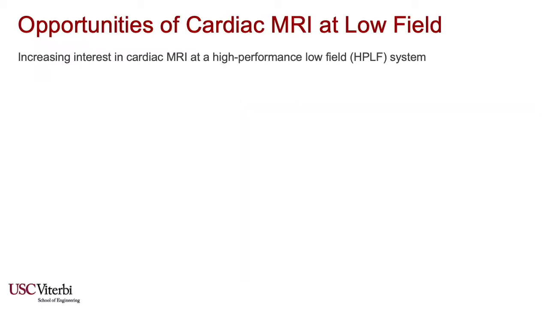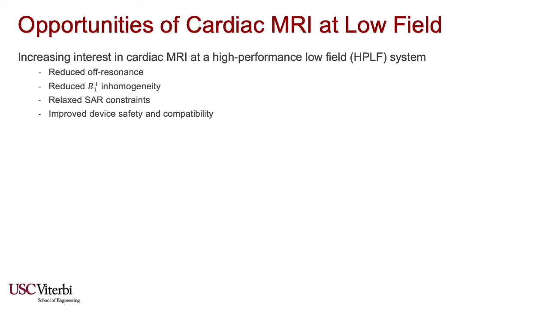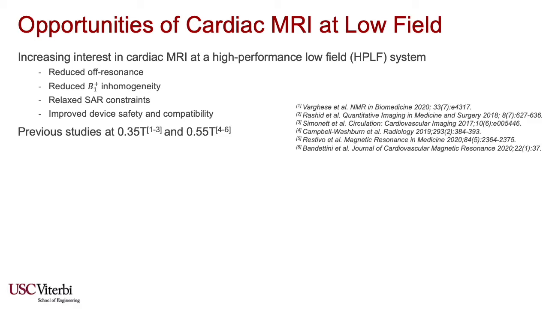Recently, there has been an increasing interest in cardiac MRI at a high-performance low-field system due to its reduced off-resonance, reduced B1 plus inhomogeneity, relaxed SAR, and improved device safety and compatibility. Previous studies at 0.35T and 0.55T have demonstrated promising results of cardiac MRI at low fields.